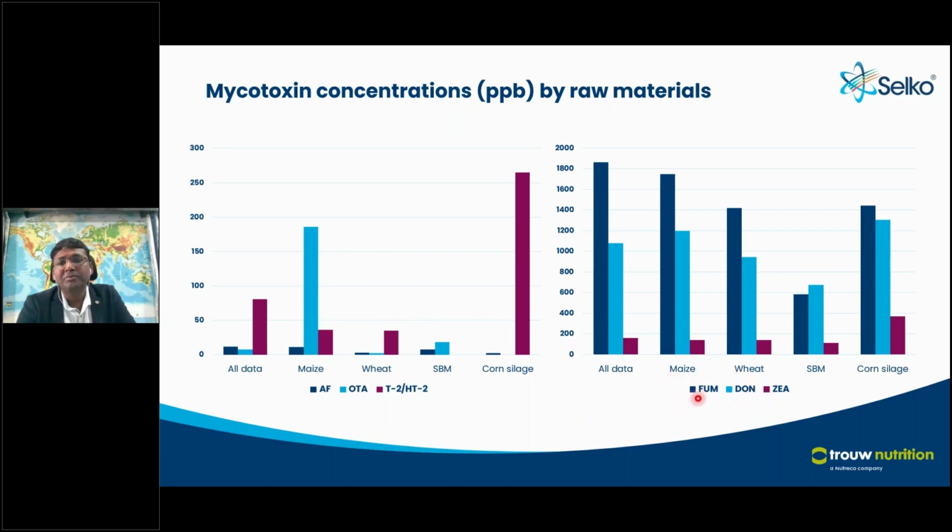Look at fumonisin in the blue line here, dark blue. You see highest levels across all the samples, followed by Dawn. So the second is Dawn usually in terms of concentration, and then the last one is ZIA. But in corn silage, this is also going up. Remember, ZIA even at low level can be already toxic, whereas birds can tolerate a bit higher levels, or animals can tolerate higher levels of fumonisins and Dawn.